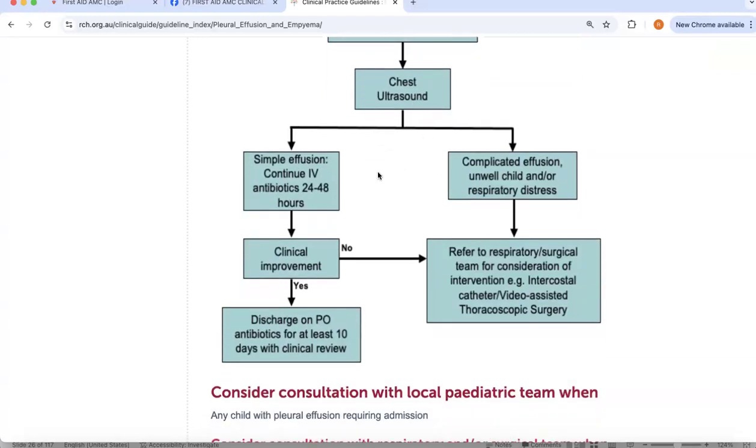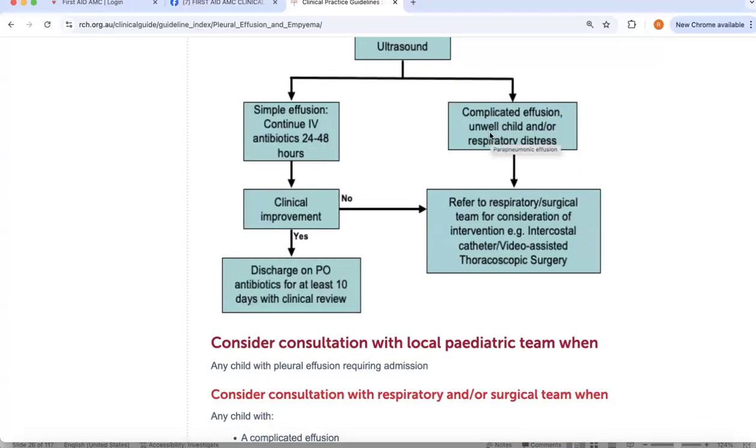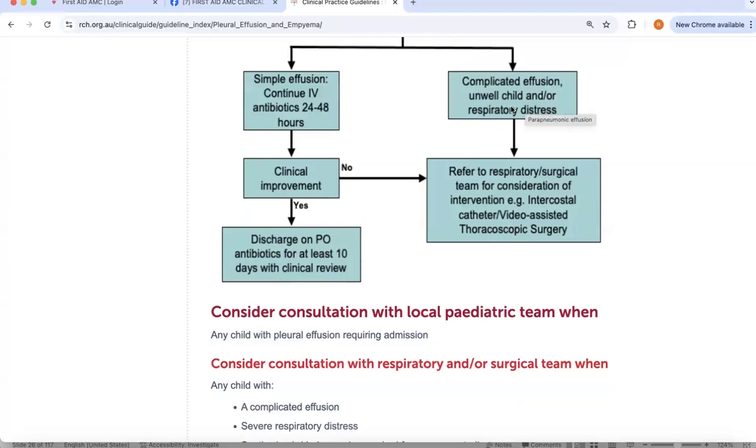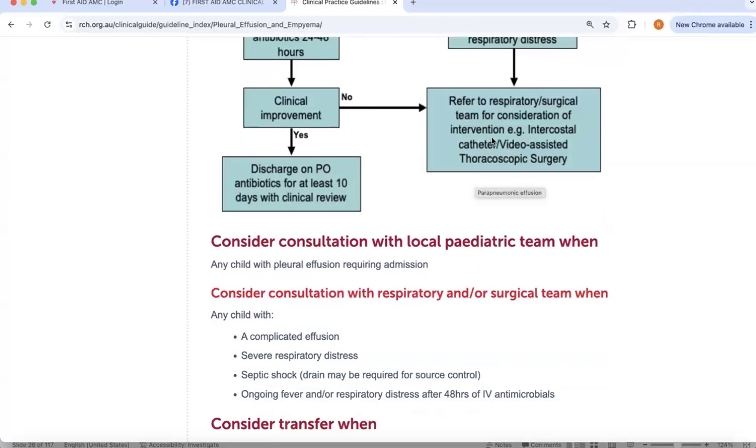Now, with the chest ultrasound, you will be able to know if it is a simple effusion or if it is a complicated effusion. Complicated effusion means if it is empyema. So in simple effusion, you can just continue the antibiotic for 2 days and see if the child is improving. If the child is not improving, or you see there are features of complicated effusion, then you need to involve a respiratory physician for intercostal catheter, or video-assisted thoracoscopic surgery, commonly known as VATS.